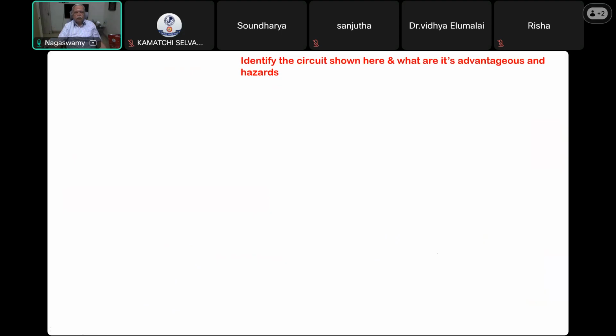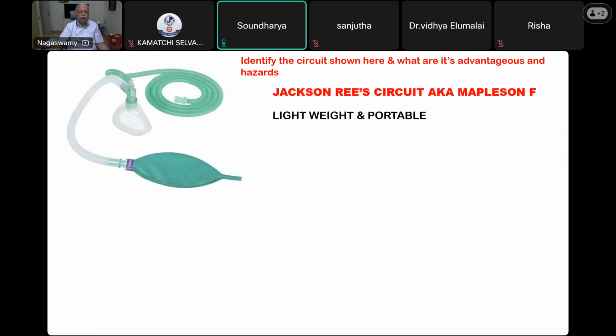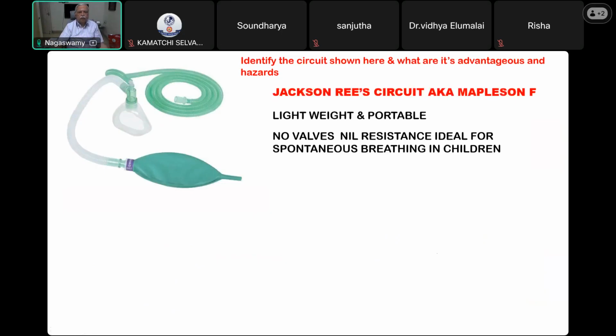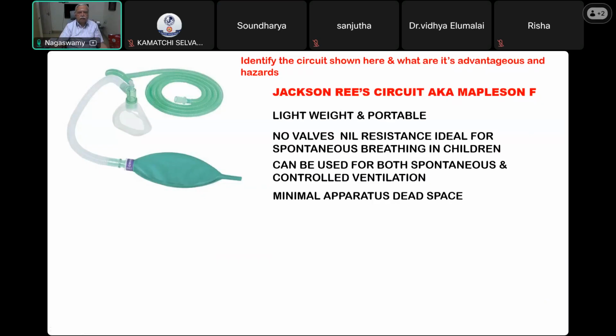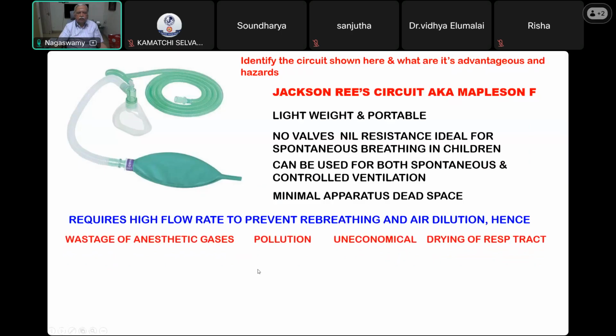What are the advantages and hazards of this circuit? What is this circuit? Jackson Rees circuit. Okay. Advantages are it's lightweight and portable, no valves so no resistance, and can be used for both spontaneous and controlled ventilation, with minimal apparatus dead space. But the disadvantage is it requires a high flow rate to prevent rebreathing, air dilution, and hence it will cause wastage of gases, pollution, it is uneconomical, and causes drying of the respiratory tract.